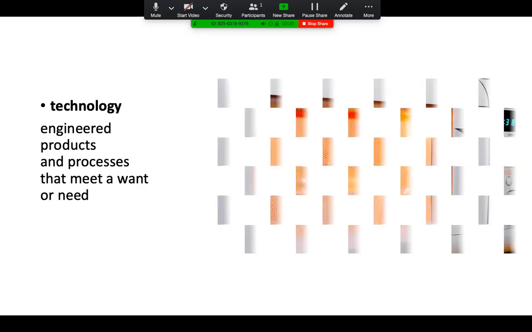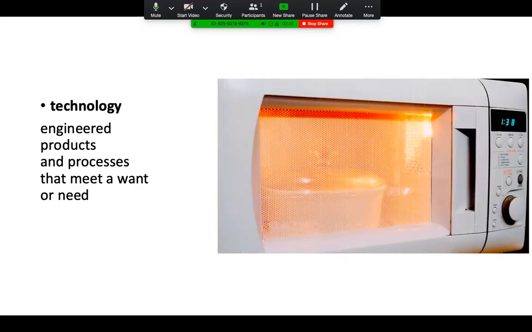Technology. Engineered products and processes that meet a want or need. So these are the new terms introduced in Unit 1. Let's start to explore the unit together.